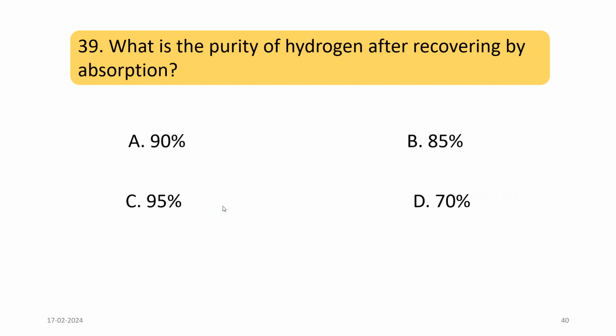Next is what is the purity of hydrogen after recovering by absorption? So why do we need to recover hydrogen? Because after the ammonia synthesis process, some amount of hydrogen is still left, right? So this hydrogen can be used again for the hydrotreating of the natural gas, right? So that is why we need to recover this hydrogen. So by absorption, if we recover, what is the purity of this hydrogen, that is asked.